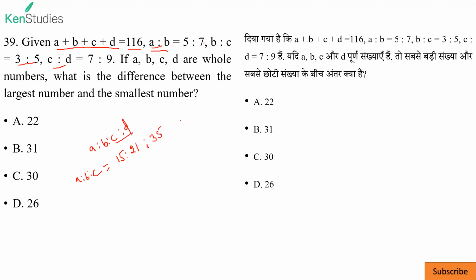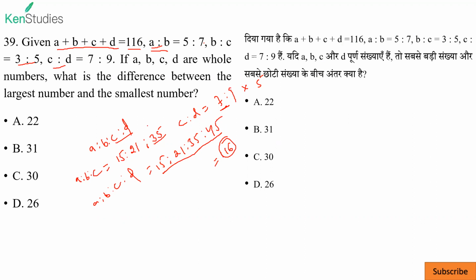Now c is to d. Okay, c is to d equal to 7 by 9. Here c is the common, here c 35, here c 9. So if we multiply by 5, then it will be balanced. Okay, so a is to b is to c is to d equal to 15, 21, 35, 45. Okay, now if you add this, then it will be 116.